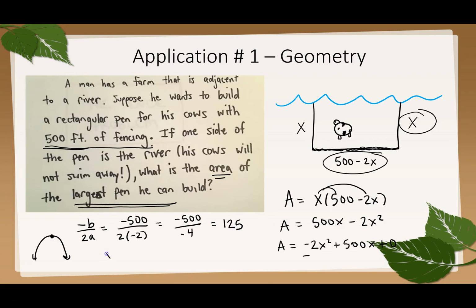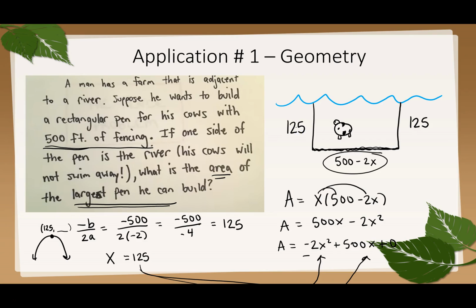So that means to maximize our cow pen, our X value is going to be 125. And we certainly could take this 125 and plug it in right here, and that would get us our value for the largest pen possible. But that might not make the most sense to you. You might want to go back to this picture and say my X is 125. This right here is 125.